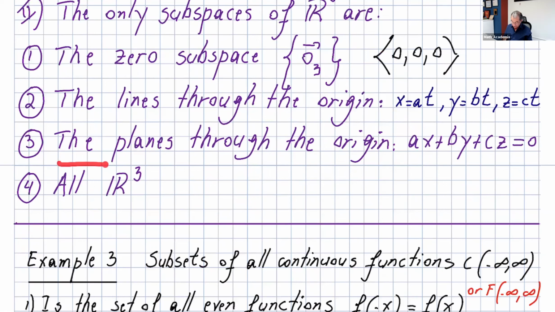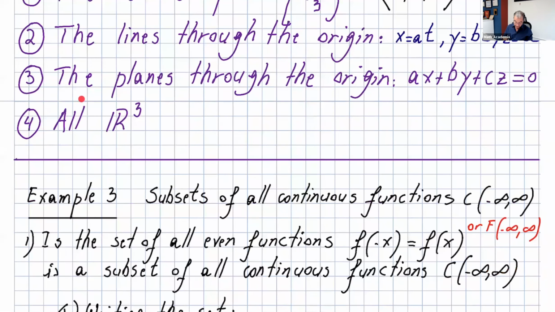The planes through the origin: a plane through the origin in 3D, or in R3, is written as ax plus by plus cz equals 0. I will go over the proof of this. Please be patient. And of course, all of R3.